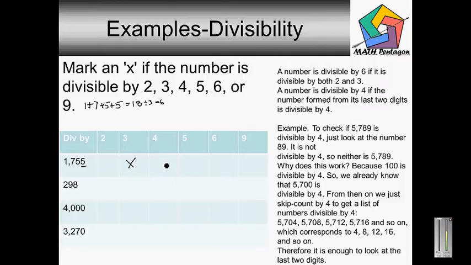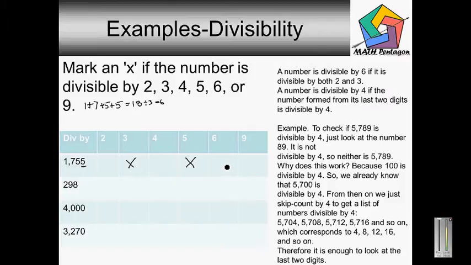The divisible rule for 4 is look at the last two digits and see if they're divisible by 4. 55 is not divisible by 4, so we don't put x there. The divisible rule for 5 is, does it end in 0 or 5? Yes. We have a 5 here, so we put an x here.